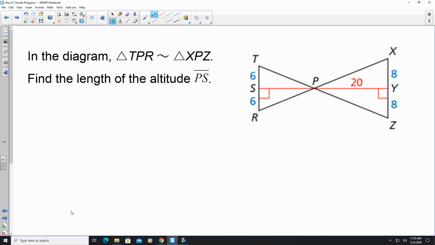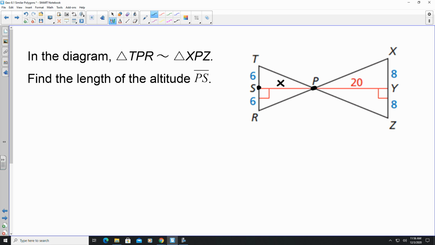So again, using that same idea, what they have here now is they want you to find the altitude of line segment PS. So they want you to find the distance from here to here. That is like trying to find X. Well, they give you the altitude of PY. They're telling you that these two triangles just so happen to be similar.